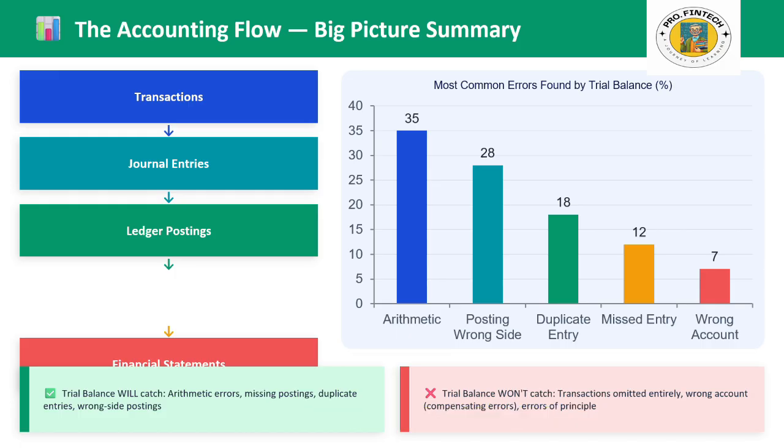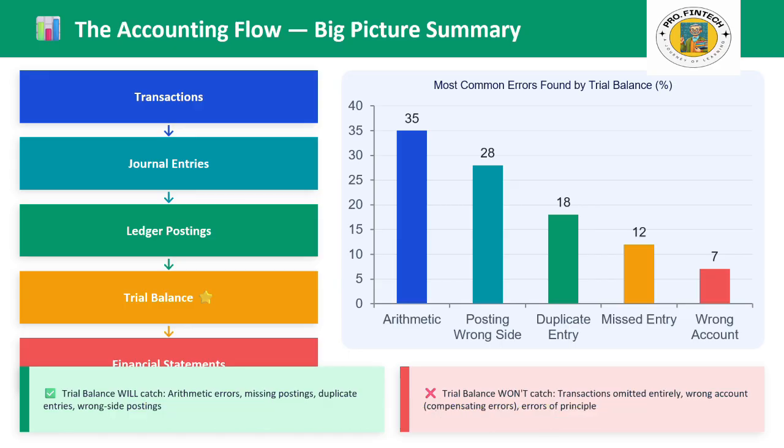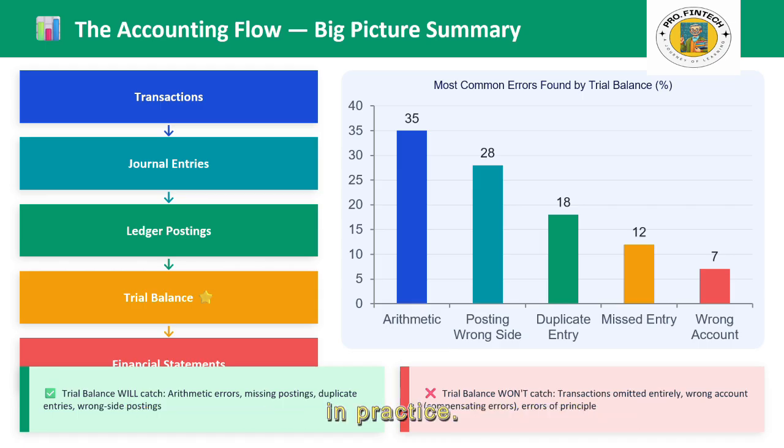Here's the big picture one more time. The full accounting flow from transactions all the way to financial statements, with the trial balance as the crucial middle point. And this chart shows the most common errors that the trial balance actually catches in practice. Arithmetic errors are the most common, 35% of cases. Wrong side posting comes second. If your books don't balance, those two are the first places to look.